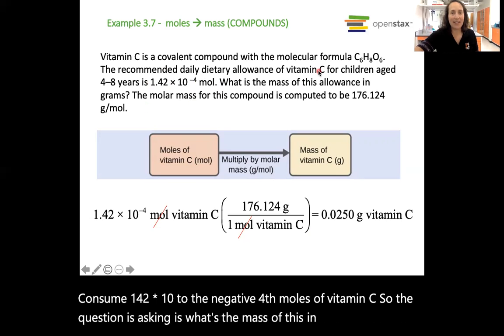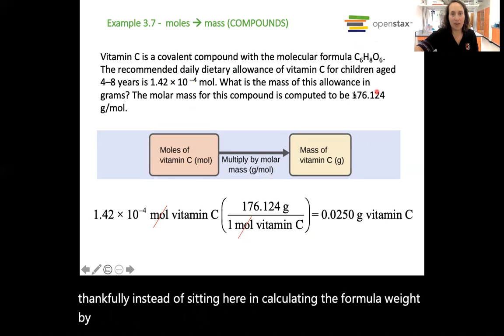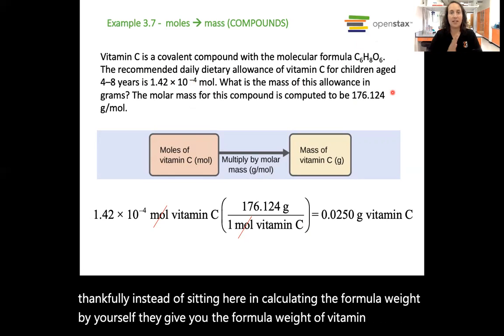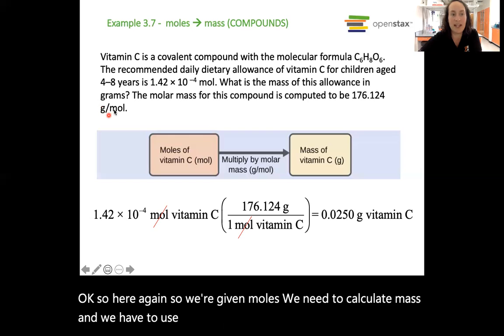And thankfully, instead of sitting here and calculating the formula weight by yourself, they give you the formula weight of vitamin C already. Okay, so here again, we're given moles, we need to calculate mass, and we have to use molecular weight because the unit, again, is gram per mole. So that's going to link those two.